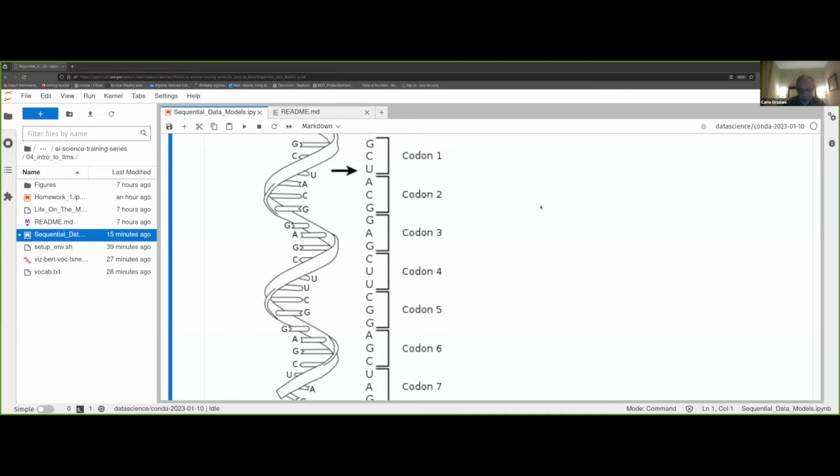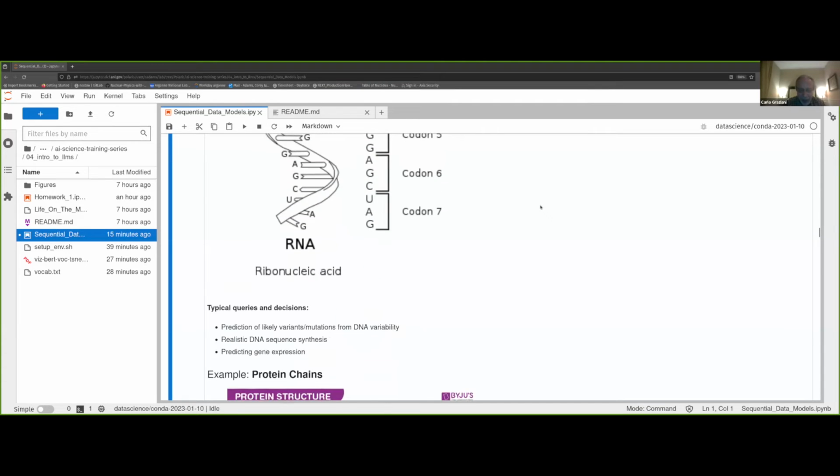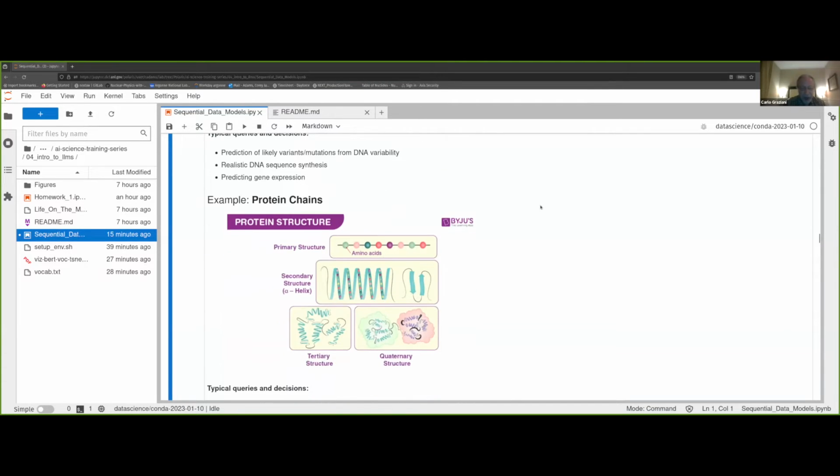So if Corey would scroll down a bit, the kinds of queries and decisions you want to make with this sort of data. Here's an important one. Suppose I had a bunch of COVID sequences, it might be interesting and useful and important to figure out which parts of the sequence are more prone to variation and mutation.